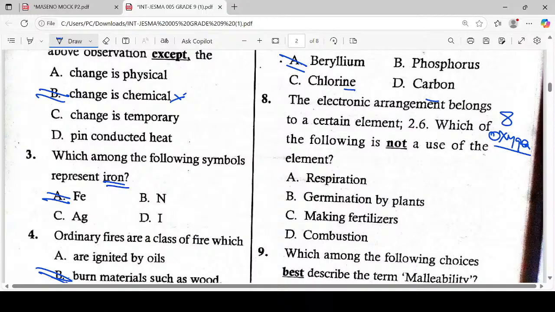Yes, respiration. Yes, we use oxygen for respiration. We also use it for germinating plants. They depend on oxygen. Then even combustion. So the odd one answer here is making fertilizer. No, we don't use oxygen in making fertilizer.